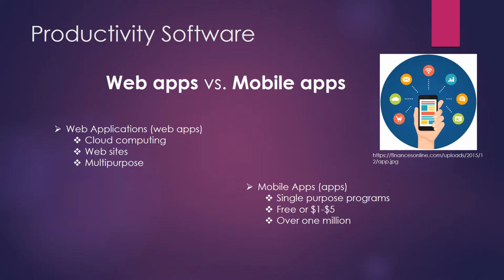The largest difference between the two is that web applications are usually multi-purpose programs, whereas mobile apps are generally single-purpose programs, such as a weather app or a coupon app.